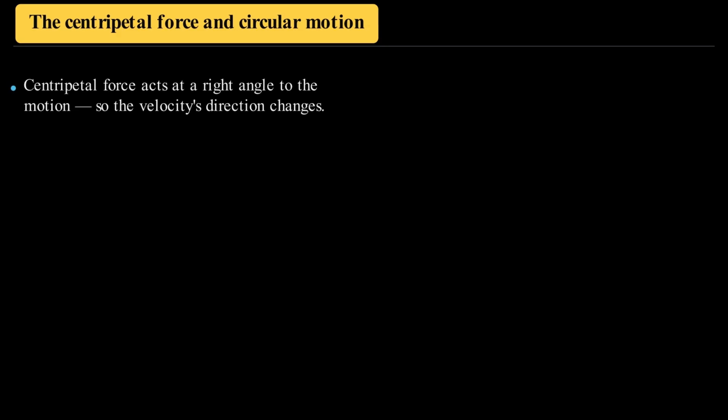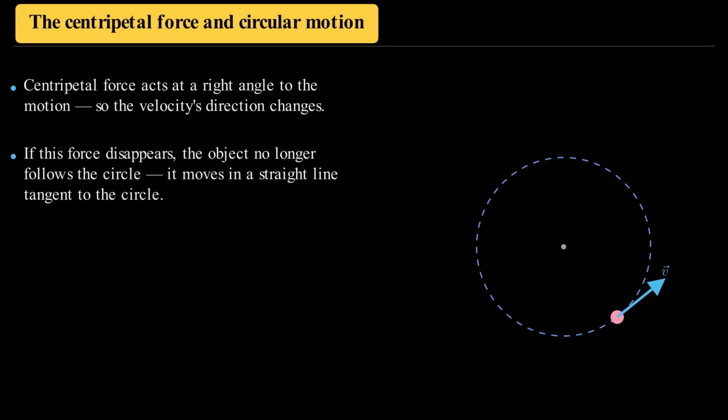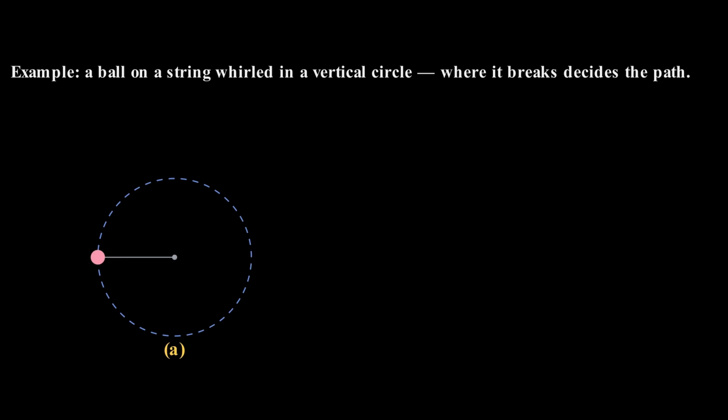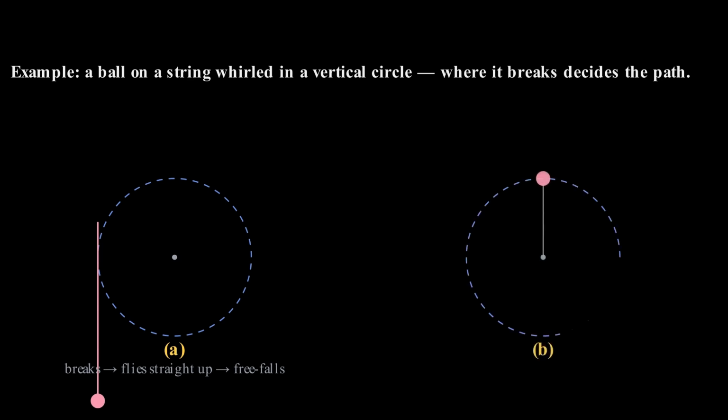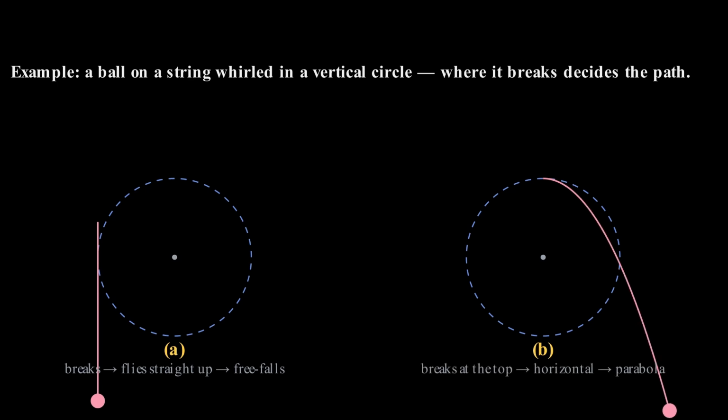The centripetal force and the circular motion. Centripetal force acts at a right angle to the motion, causing the velocity's direction to change. If this force disappears, the object will not continue in a circular path, but instead move in a straight line tangent to the circle. Example, a ball attached to a string whirled in a vertical circle. If the string breaks at the position shown in figure A, bottom of the circle, the ball moves vertically upward, then falls like a free falling body. If the string breaks at the position in figure B, top of the circle, the ball flies off horizontally, tangent to the path, and follows a parabolic projectile path.